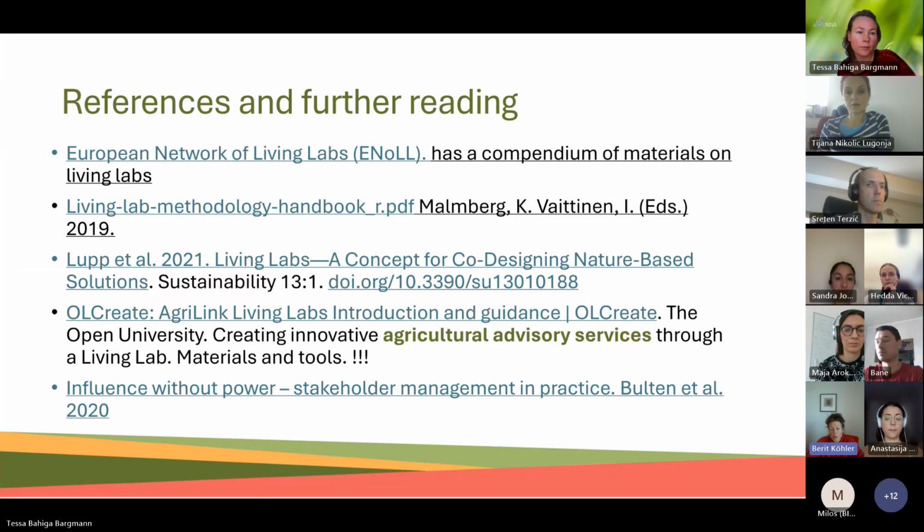but also a very interesting course referring to agricultural advisory services that might be specifically interesting here for the SONATA project in these Open University materials. So I don't know whether you know the Open University, but it's really interesting to check also there. There's also one report that looks specifically at stakeholder management in practice, the last one that I listed here. So please take a look.